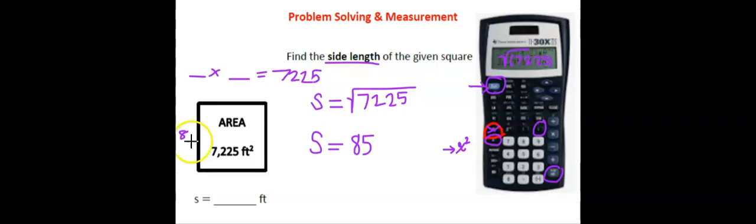85 feet, 85 and 85. They're squares, so all of them are 85, and your units are feet because we're finding the dimensions of the square. The units for area are squared units because we're counting how many squares, 7,225 squares, fit in this space, and that means the dimensions are 85 feet this way and 85 feet this way. All right, that is that problem right there.